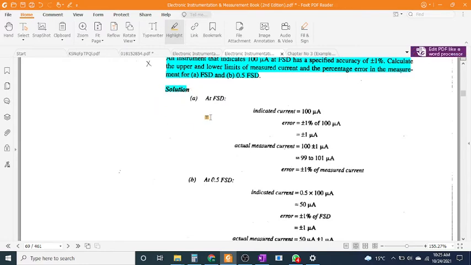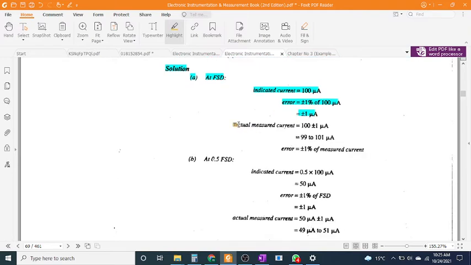Solution. A, at FSD. Indicated current equals 100 µA. Error equals 1% of 100 µA, equals plus or minus 1 µA. Actual measured current equals 100 plus or minus 1 µA, equals 99 to 101 µA. Error equals plus or minus 1% of measured current.